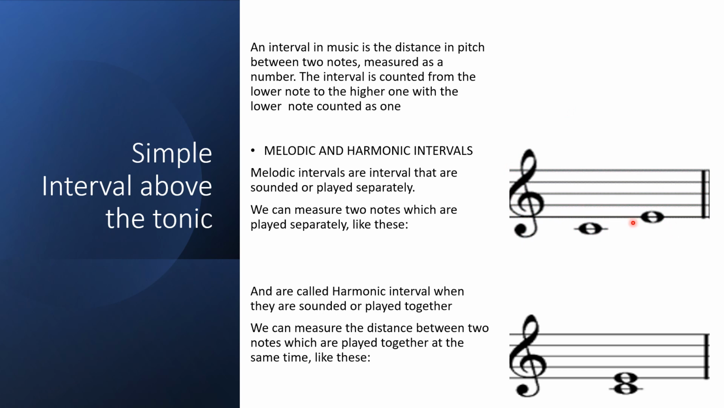So just like what you have here, this is a melodic interval because you hit this note, which is a C, before you hit the second note, which is E. So they are being played separately. While in this harmonic interval, they are being played or sounded together. And this is like playing a C and E together.